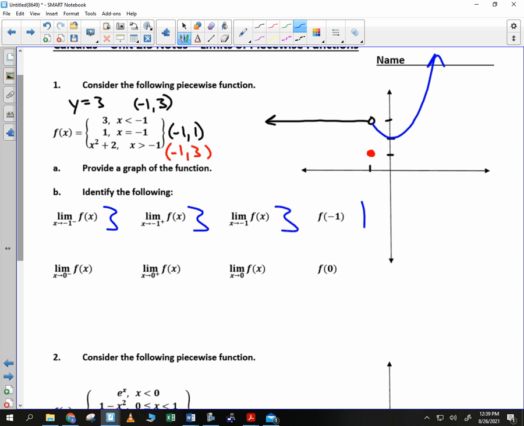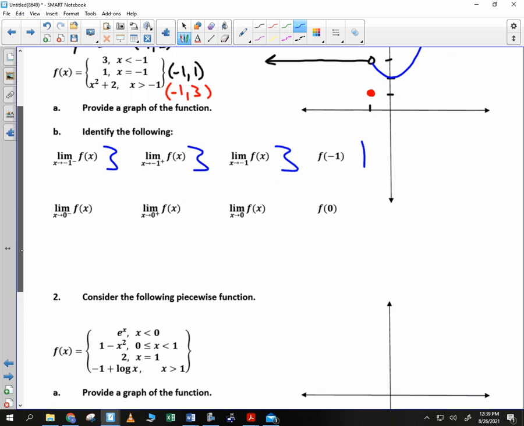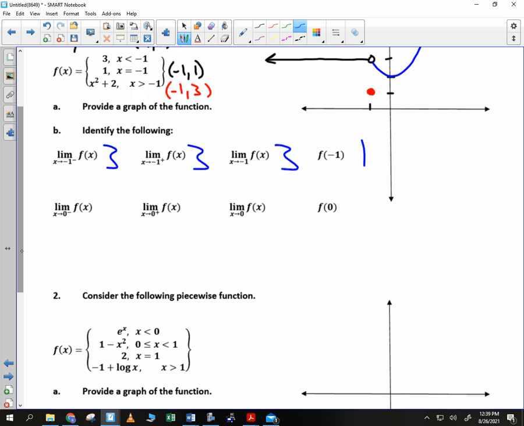So the goal that I'm trying to accomplish during this lesson is to help you understand this idea of having an open circle, a closed circle, that the limit can be different than the function value. Look at the right hand and the left hand being the same. You don't have to have a closed circle for the limit to exist. All those things.